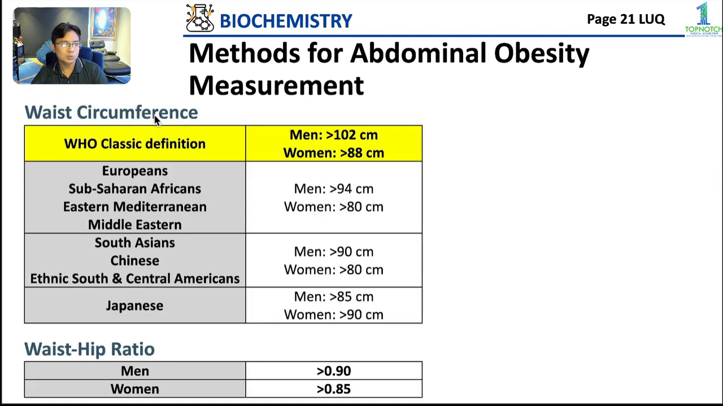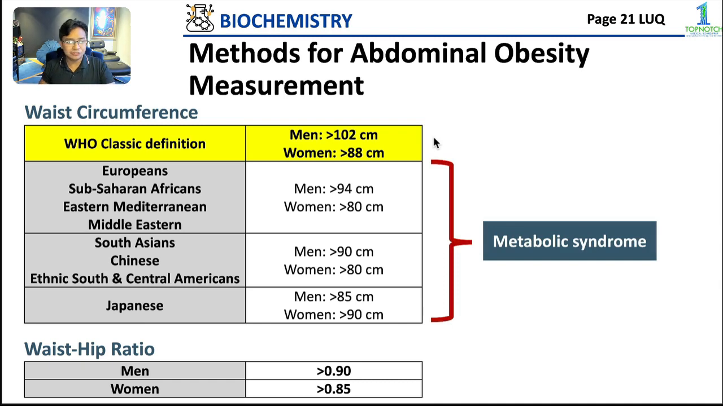Now, take note of these waist circumference values. The classic definition, guys, is pag men ka, you only have significant abdominal obesity if you have more than 102 centimeters. For females, kailangan more than 88 siya. But in defining metabolic syndrome, we have different categorization. Iba siya depending sa ating race. Okay? And also take note the WHO waist hip ratio. For men, it's more than 0.90 para masabi meron kang obesity. Pag women naman, it's more than 0.85.